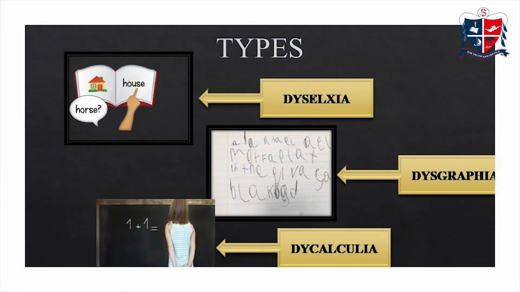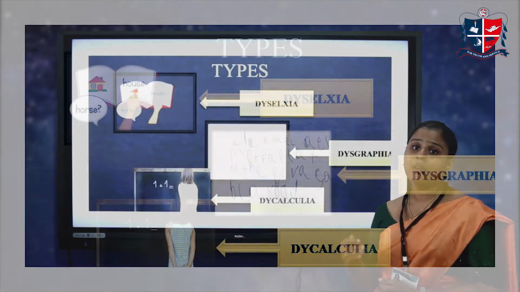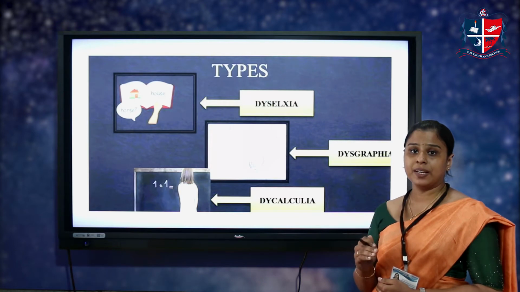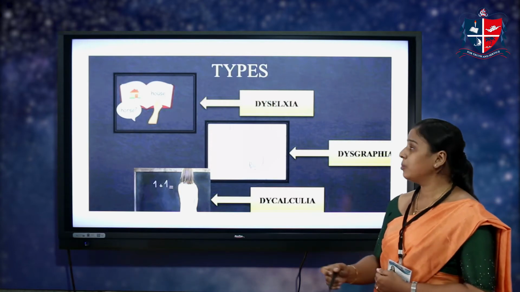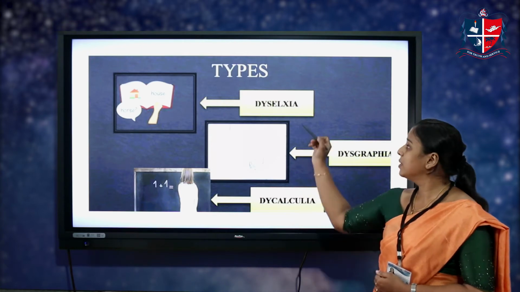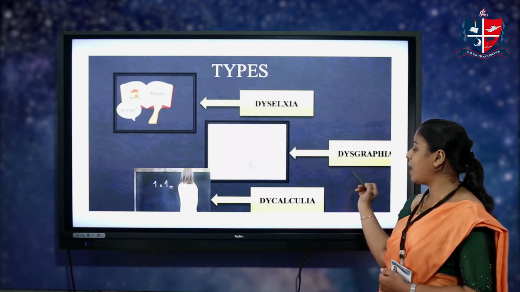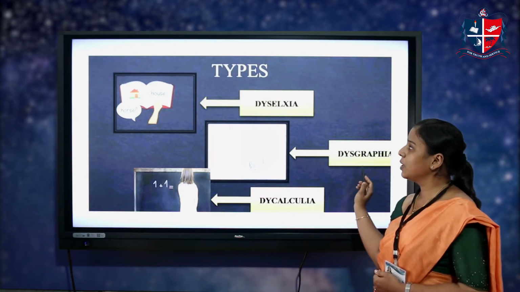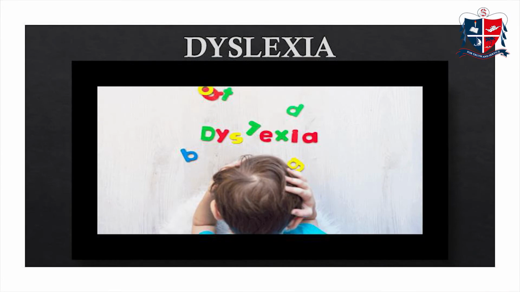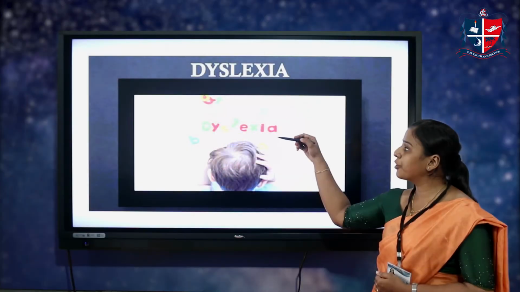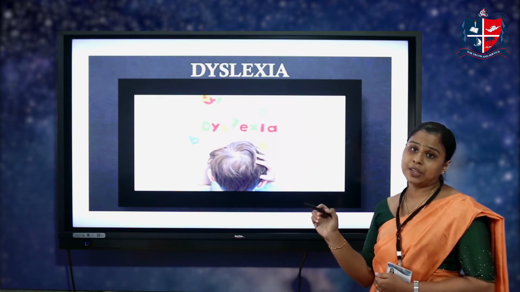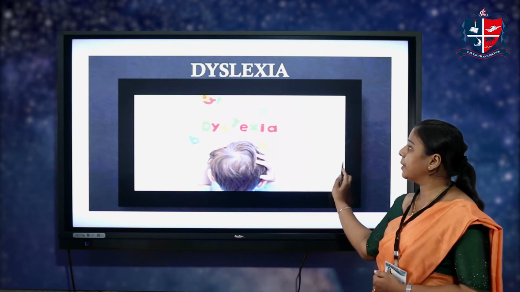Now let's see the different types of specific learning disorder. We know it affects three major areas. So there are three major types of specific learning disorder: dyslexia, dysgraphia, and dyscalculia. Now let's see what dyslexia is. You can see the picture here. There are different words which the child can't read. So it is related to difficulty in reading.